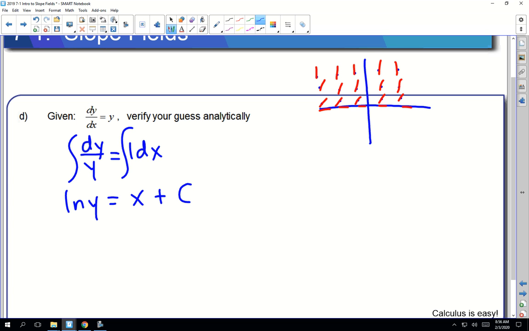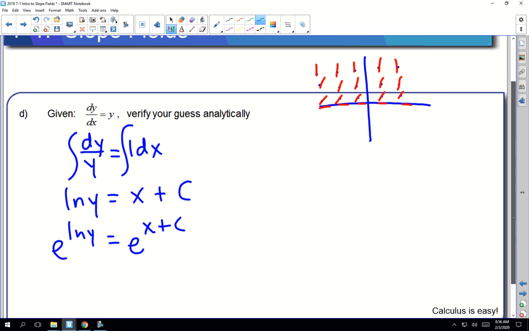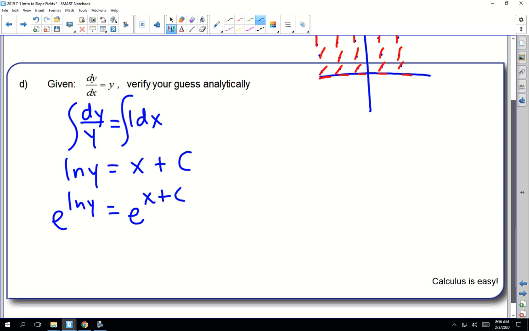Yeah, you're on the right track. So yeah, exponentiate each side. And so we can go like this: e to the ln of y equals e to the x plus c. And so in general, here's what we have. This becomes just y. Now I've solved for y.